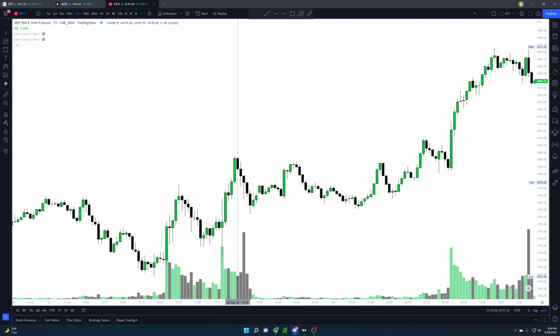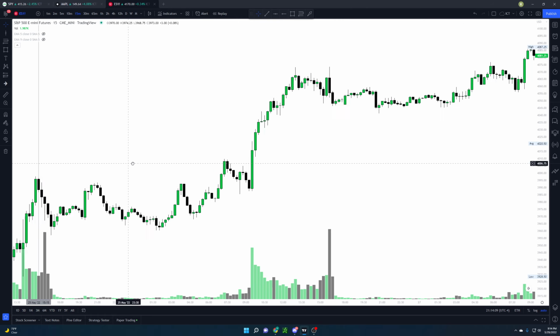Change window. There you go. All right, so now we'll draw some zones live right here.